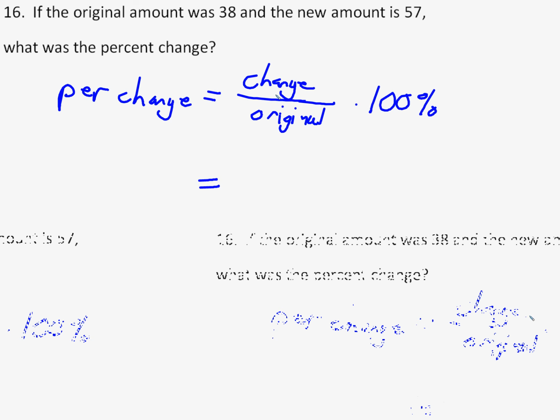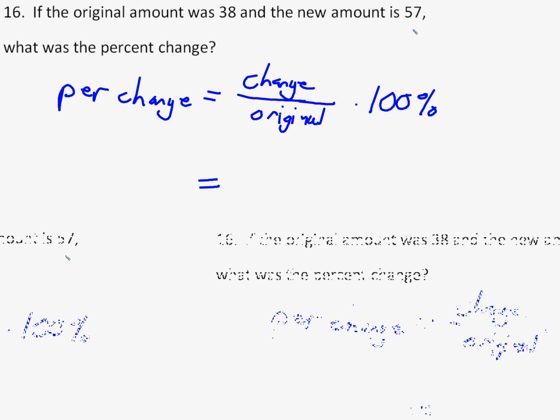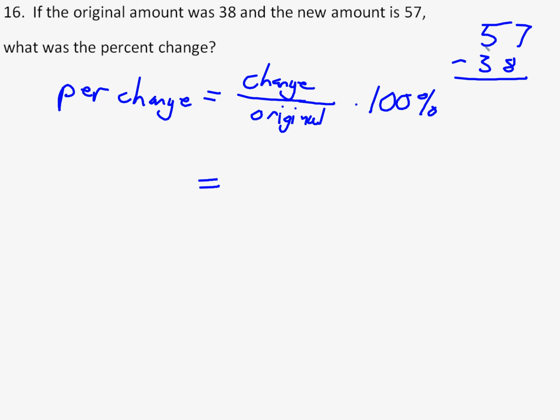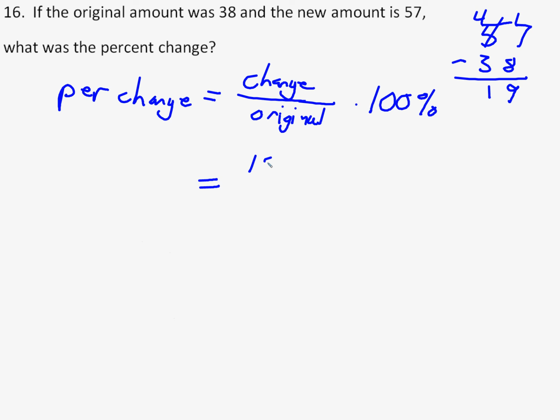Well, what is the change? It went from 38 to 57, so it increased, and the way that we find how much that increase was is we're going to subtract to find that change. So 57 minus 38 is 19, so we're going to say the change over the original times 100%.